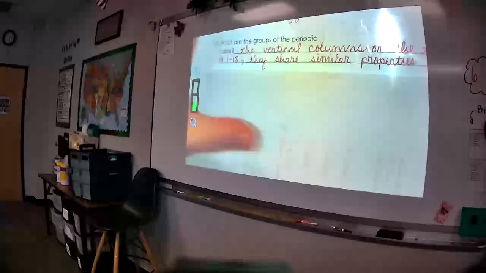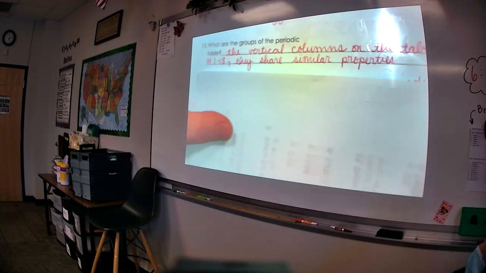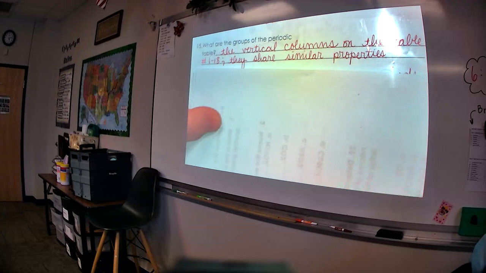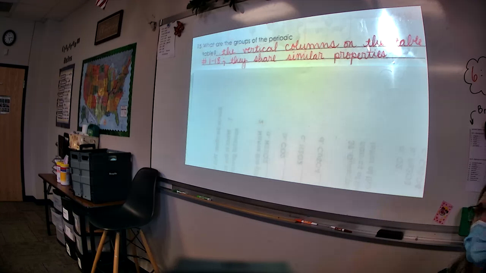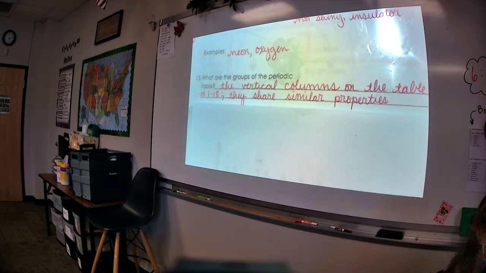They share similar properties, and we have groups numbers 1 through 18. If elements are in the same group, they usually have similar properties. All the elements in group 1, they are alkali metals. They're all highly reactive. All the elements in group 18, noble gases. They're not reactive. Okay, the groups are vertical. They go up and down.